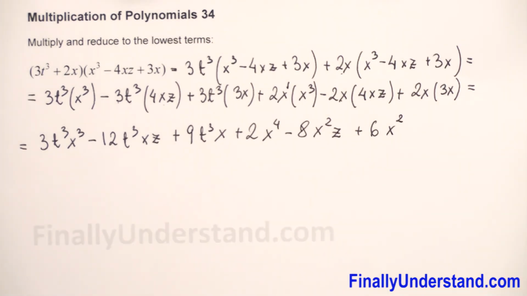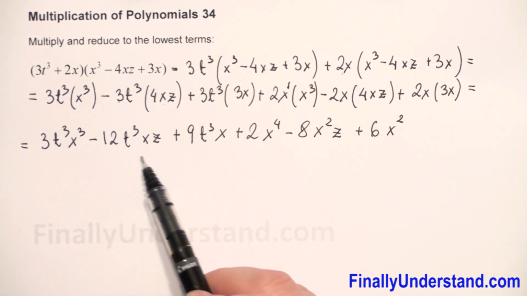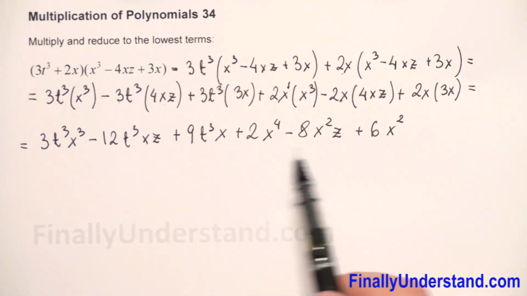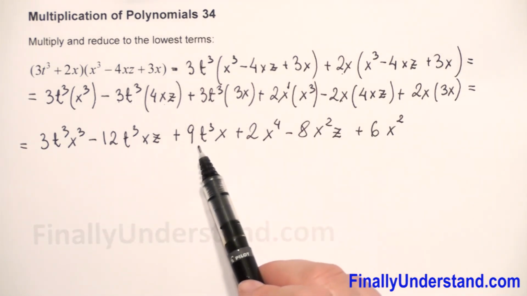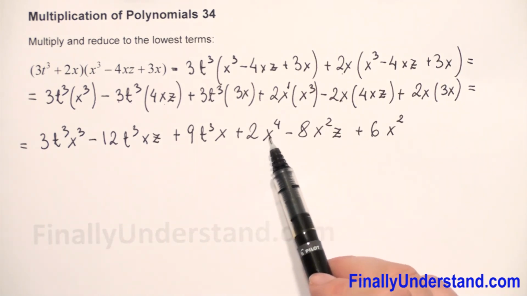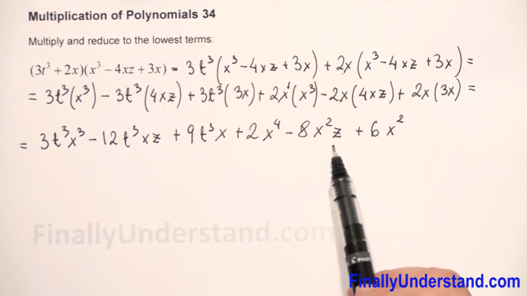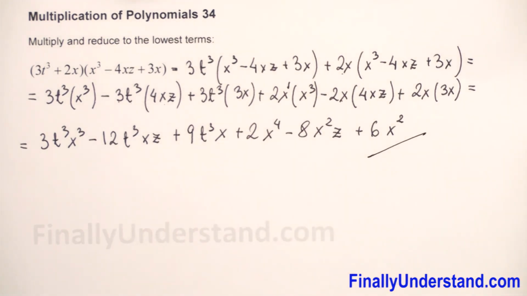Now we have to check if we have like terms. But in this example we don't have. We have t cubed x cubed, and we don't have t cubed xz. We don't have t cubed x. We don't have x squared. X to the fourth power we don't have. X squared z we don't have, and x squared we don't have. So this is my solution.